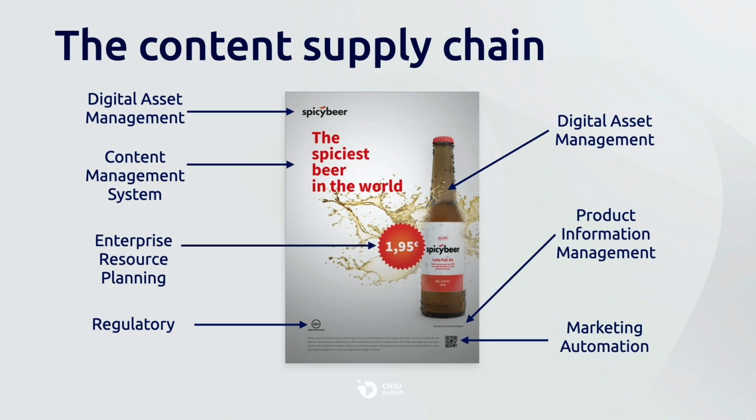So this is a single page ad, and it gets information from a lot of different sources. For example, it gets the company logo from the DAM, from the Digital Asset Management System. It gets the slogan from the Content Management System or the Campaign Tracker. It gets the pricing from the ERP system. The pack shot also comes from the DAM. The Product Information Management System supplies where the product was made, and the marketing automation system allows us to embed a QR code so we can follow up with marketing activities.